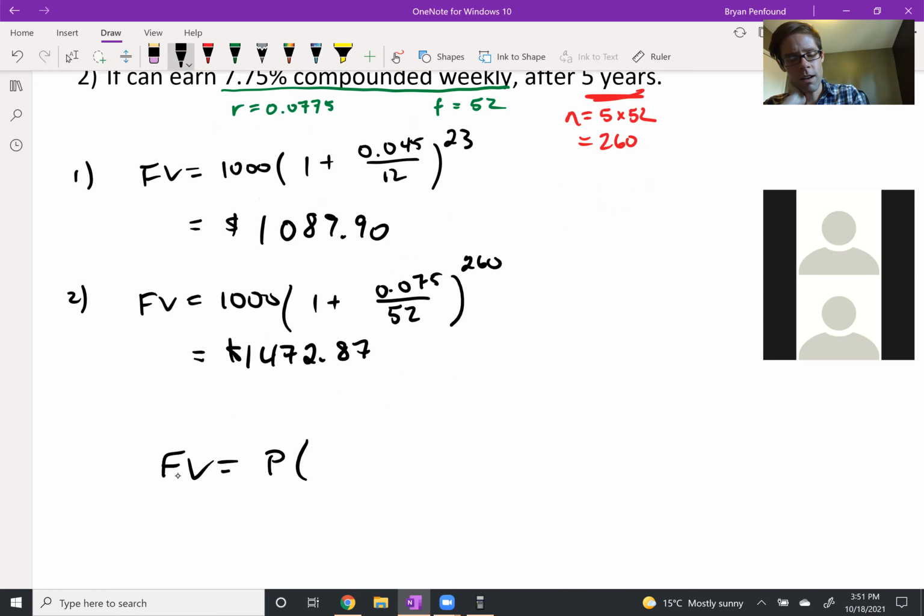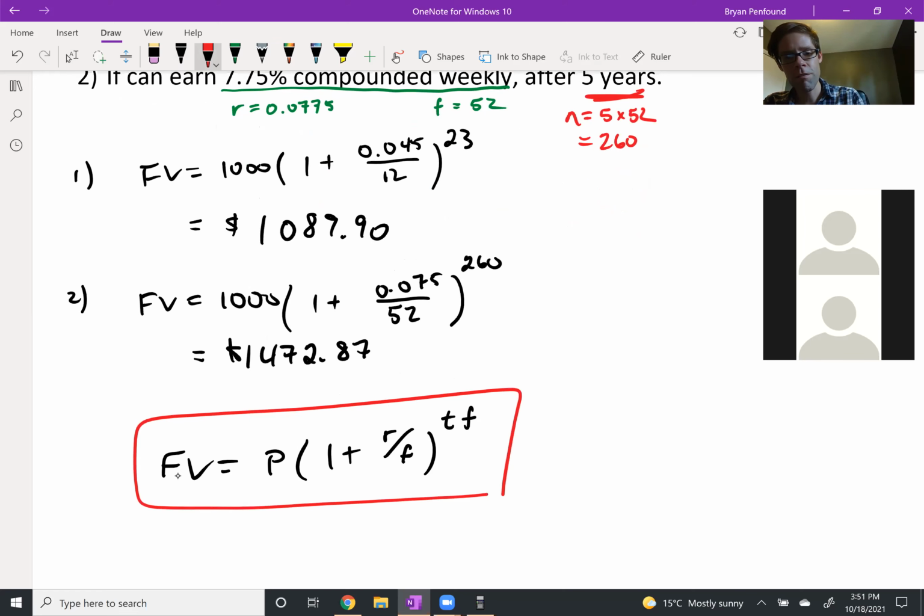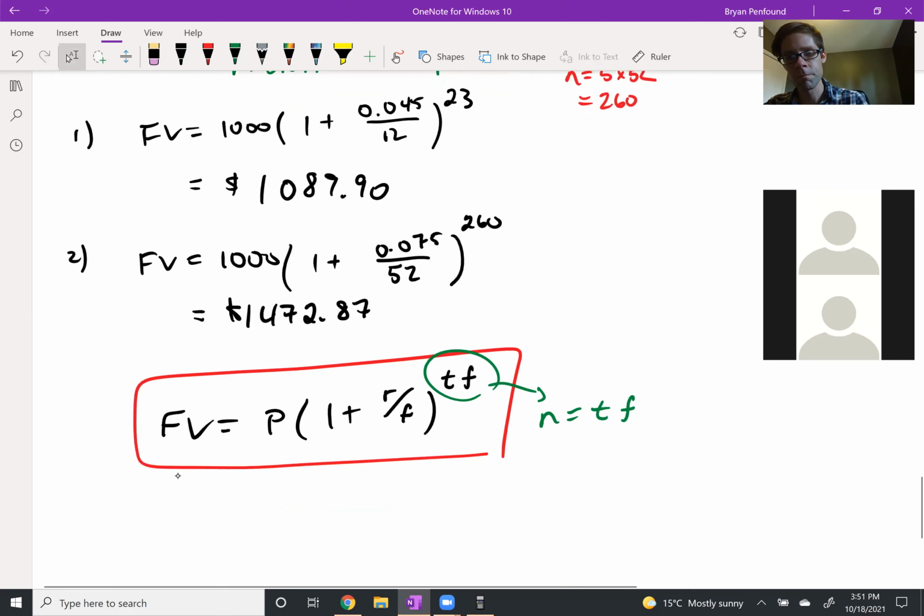Okay, so before you go, here are a couple last formulas that I find helpful. We kind of talked about this in the last example. This n up here can be replaced with t times f. I think that's an important thing to note, and that sometimes allows you to calculate n a little bit faster. So here, the number of compounds can be calculated by taking the number of years and multiplying by the frequency number.